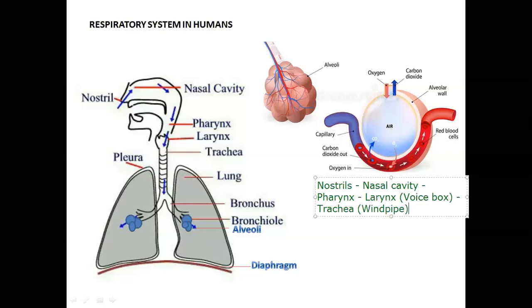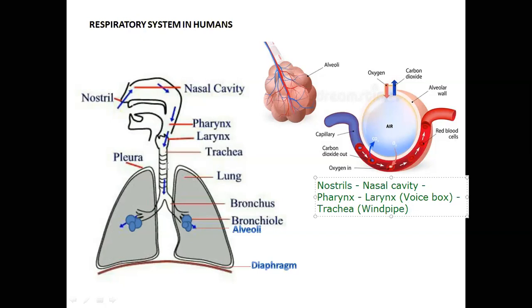Windpipe. Note one thing about the trachea: to hold it open, the trachea is an erect tube-like structure. It is a rigid structure. Why? Because of the presence of C-shaped cartilage. Yes, rings of cartilage are present, as you can see in the image.